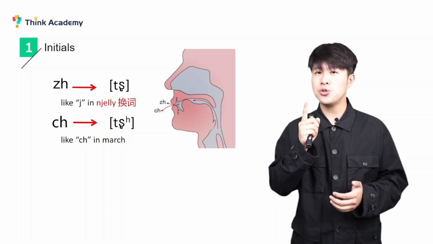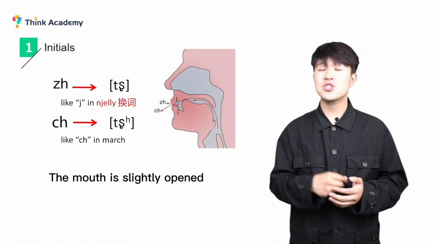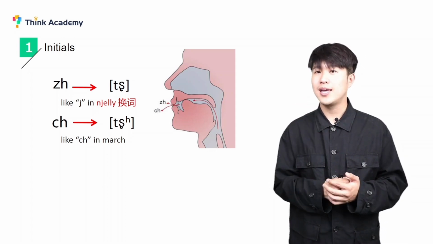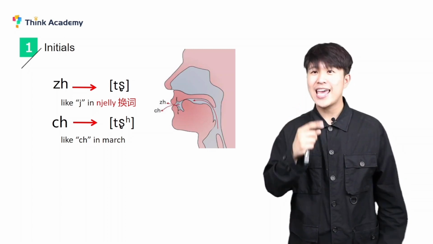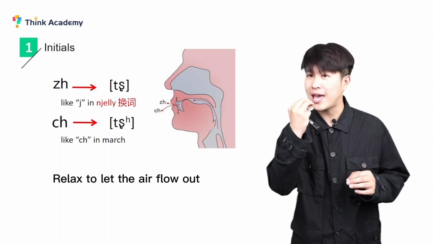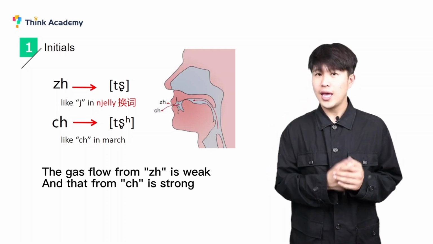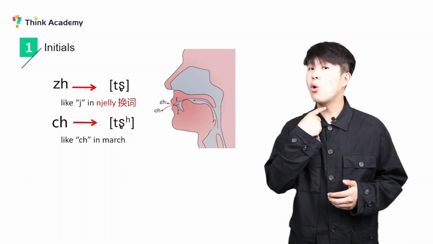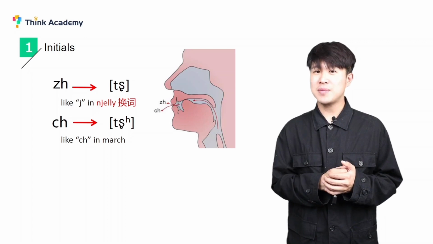For zhi and chi, the mouth is slightly open. The tip of the tongue is cocked up and against the front of the hard palate. Then slightly relax to let the air flow out from the narrow gap. The gas flow from zhi is weak, and that from chi is strong. The vocal cords do not vibrate.